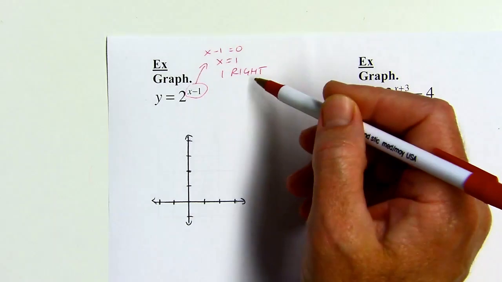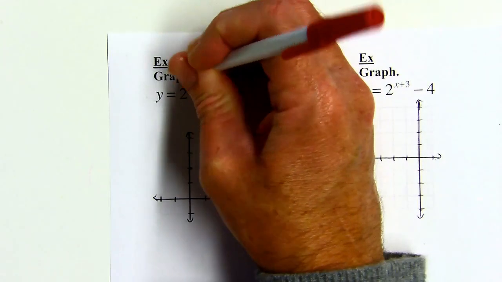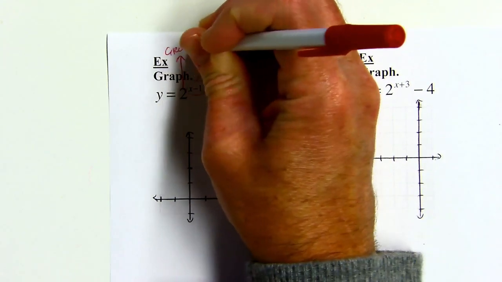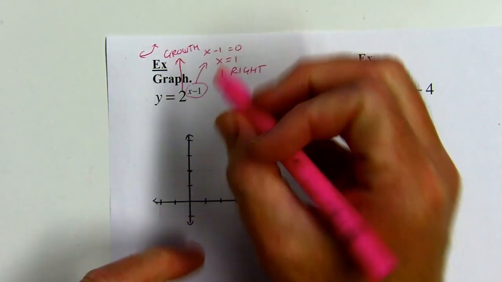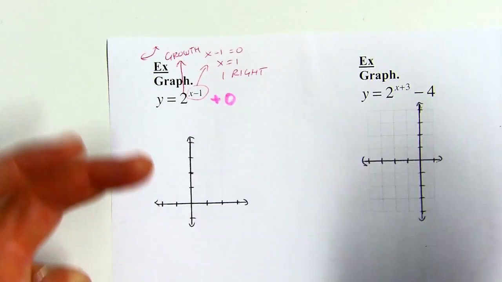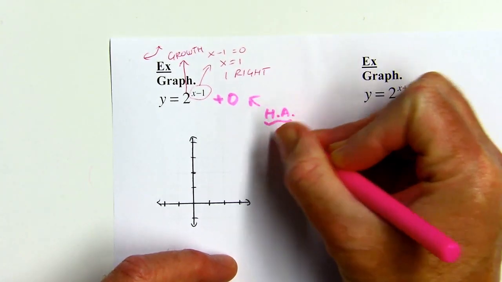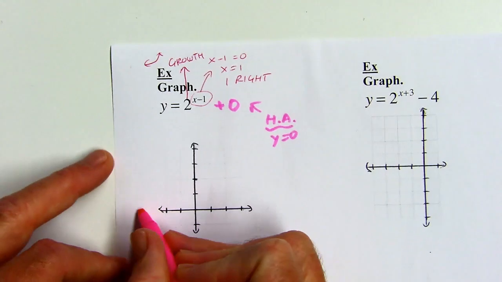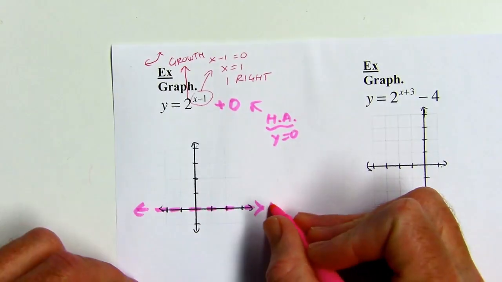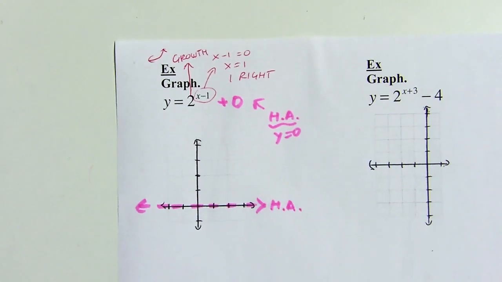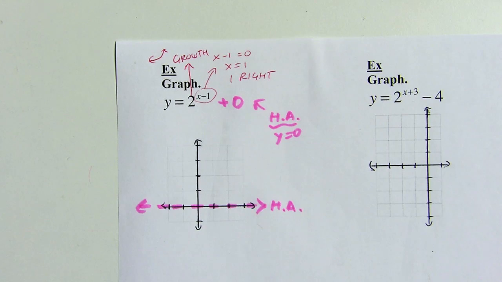Okay, so yes, this is shifting things one right, but that's a little bit hard to visualize from the parent graph. I do know I have a growth curve here, so this is going to be going uphill from left to right. Okay, and then there's nothing added to the end here, so I could write that as plus 0, and that means my horizontal asymptote is going to be the line y equals 0. Well, y equals 0 is the x-axis, right? So there's my horizontal asymptote. Okay. So since I was just moving this left and right from the parent graph, that didn't change the position of the horizontal asymptote.